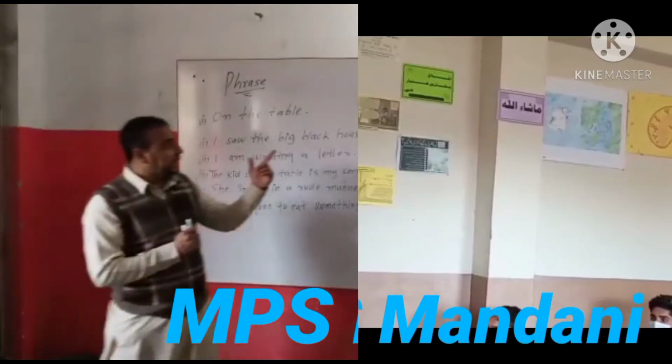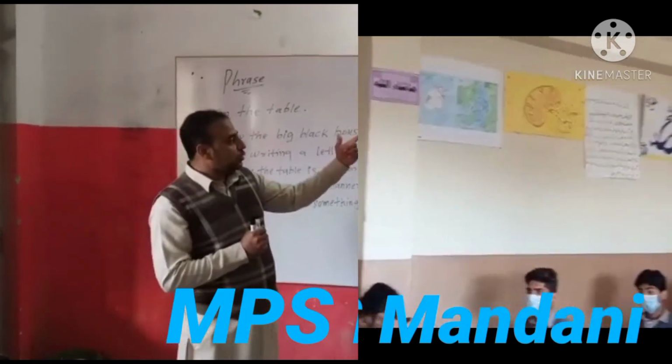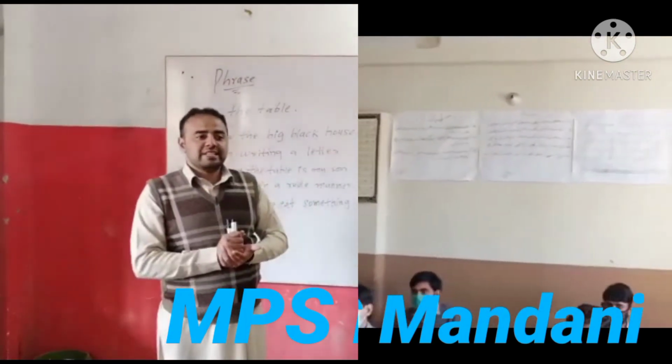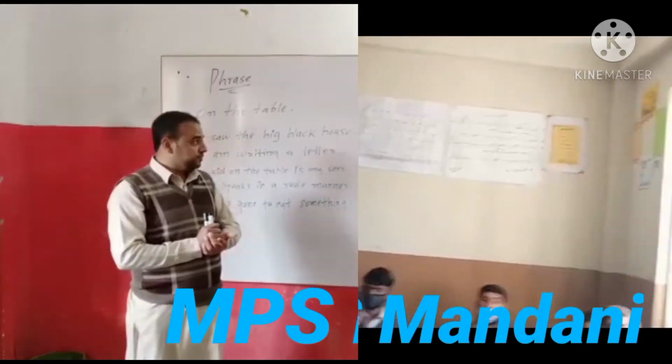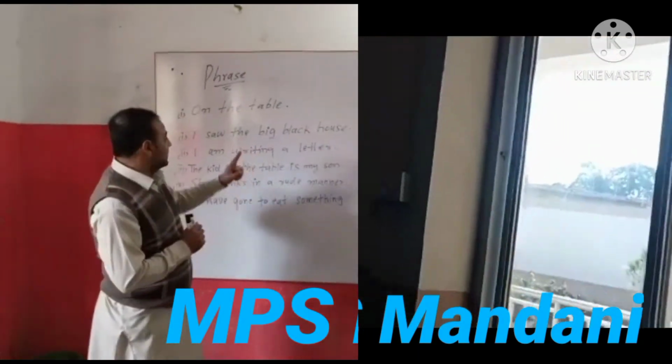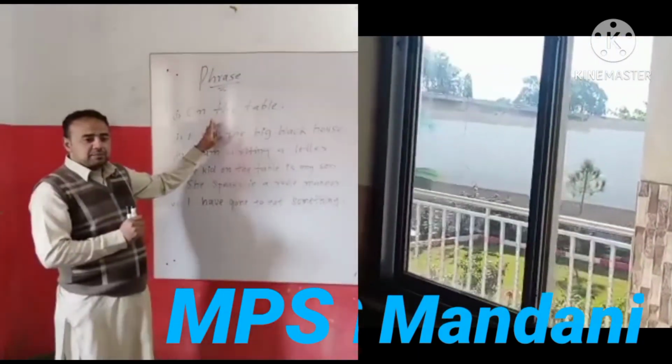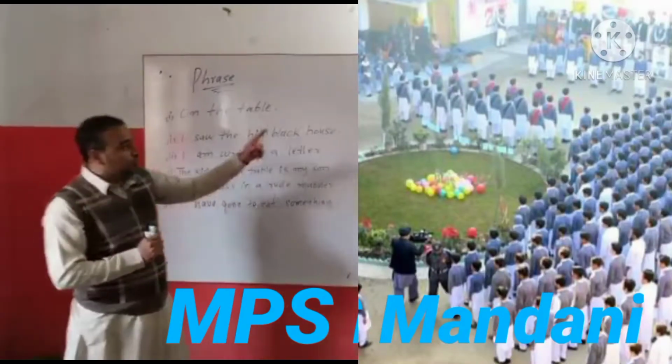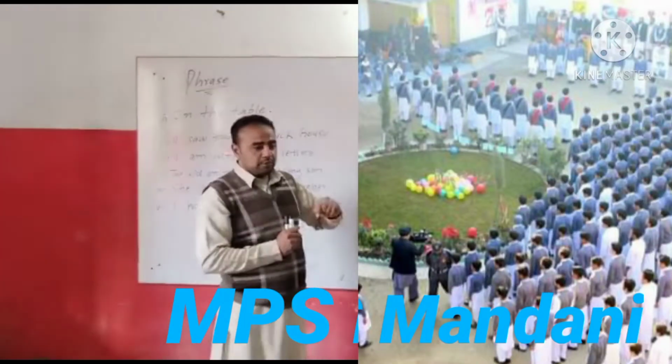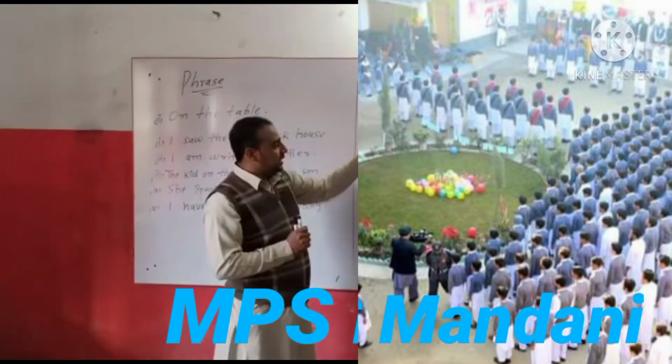But on the other hand, a clause. A clause is a group of words which contains a subject and a verb. The only difference is that a phrase doesn't contain a subject and a verb, but a clause contains a subject and a verb. An example is: I ate an apple.